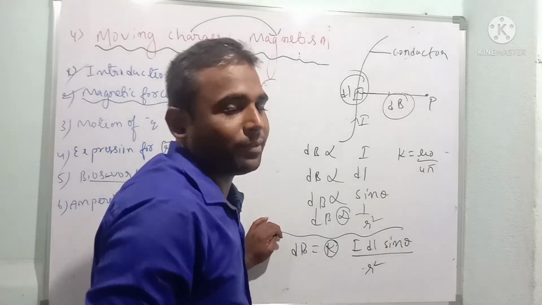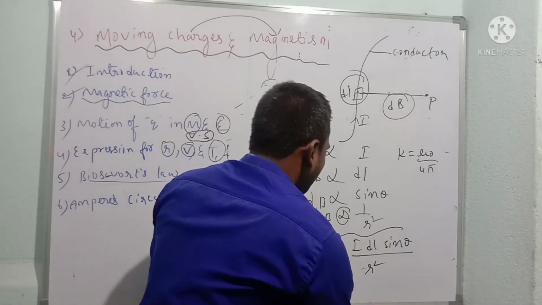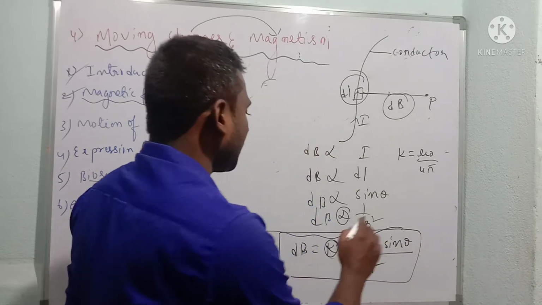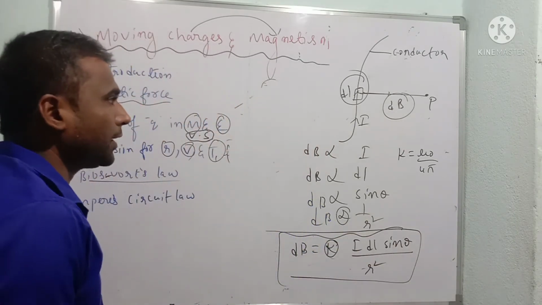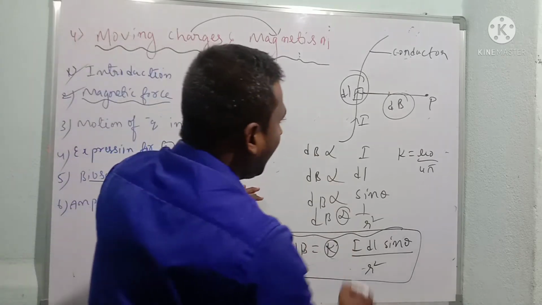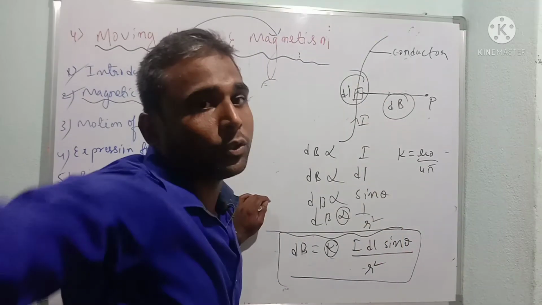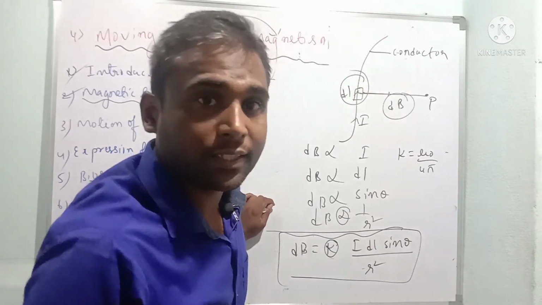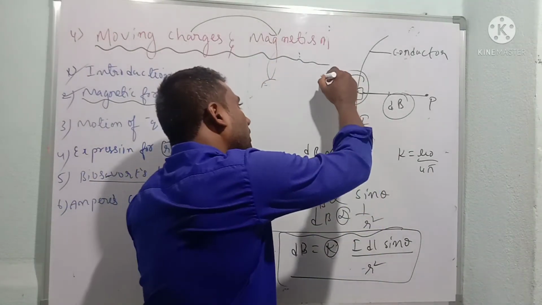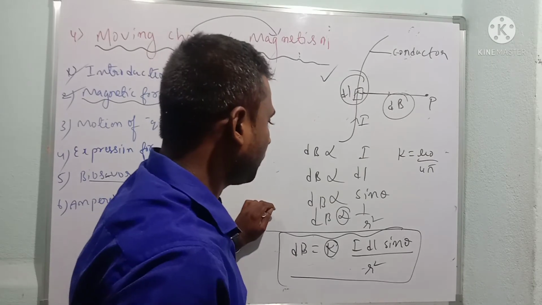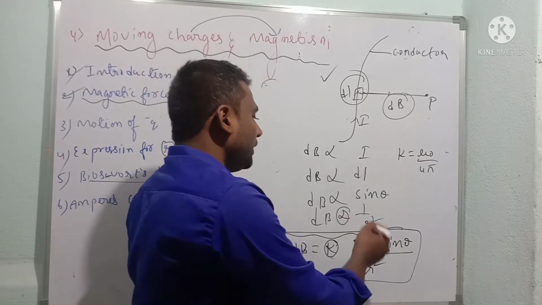I dl sin theta over r square. You can remember it like that. So this is the expression for Biot-Savart law. So this is all about this law. Imagine it like this: this law is used to find the magnetic field due to a small element of the current carrying conductor. Now it is in vector form.